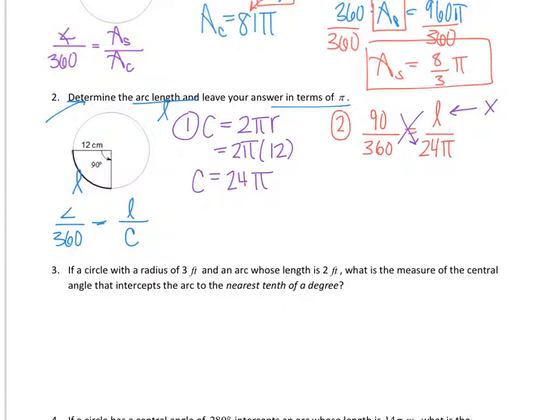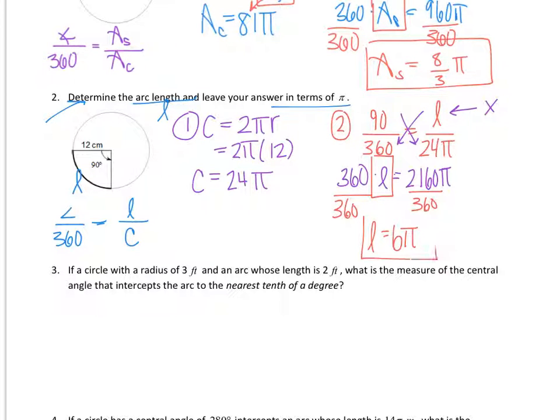So from here we're going to cross multiply. So we have 360 times L equals, in the calculator, 90 times 24. And don't forget to attach your pi. Our goal is to get L by itself, so divide by 360 on both sides. You should find that L equals 6 pi.